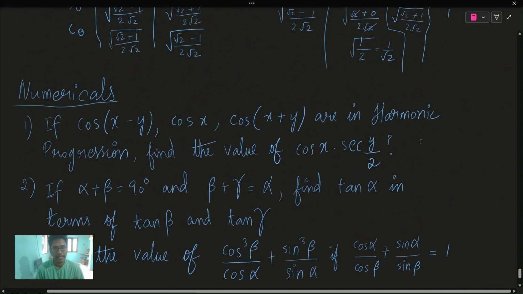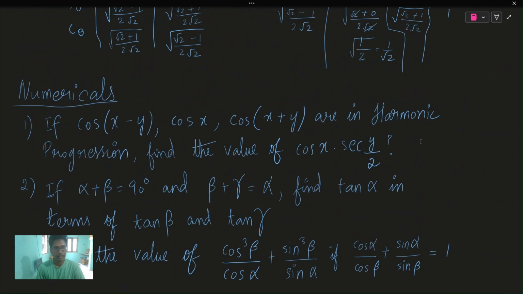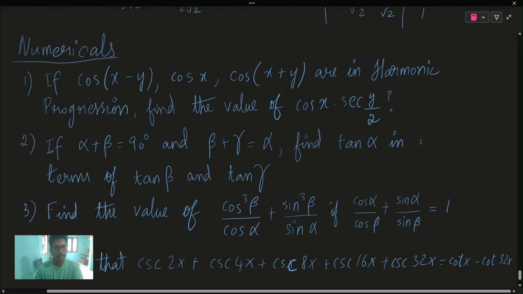Given cos of x minus y, cos x and cos x plus y are in harmonic progression, find the value of cos x dot secant of y by 2. So I have to adjust the LHS accordingly. So I would be solving the equation more interestingly.